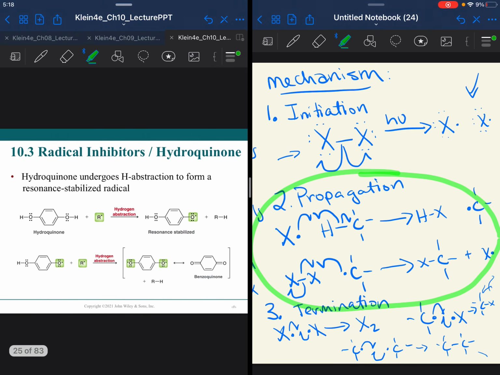Radical inhibitors behave by reacting with the radical and producing something more stable. So once hydroquinone reacts with a couple different radicals, and you don't need to know this reaction in particular, it forms this interesting diradical that resonates to the much more stable benzoquinone. So this winds up being much, much more stable than any of the other radicals that were present.